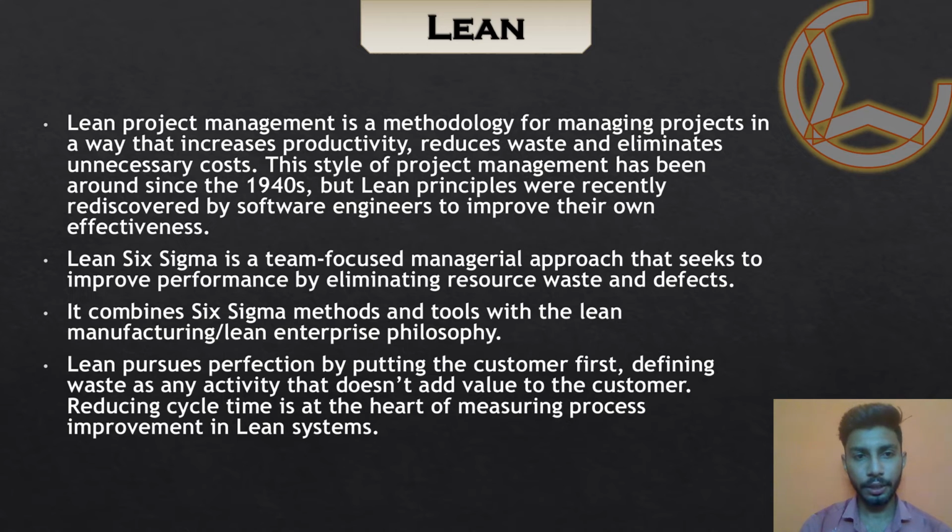The next model is Lean. Lean project management is a methodology for managing projects in a way that increases productivity, reduces waste, and eliminates unnecessary costs. Lean Six Sigma is a team-focused managerial approach that seeks to improve performance by eliminating resources, waste, and defects. It combines Six Sigma methods and tools with the lean manufacturing, lean enterprise philosophy. Lean pursues perfection by putting the customer first, defining waste as an activity that doesn't add value to the customers.